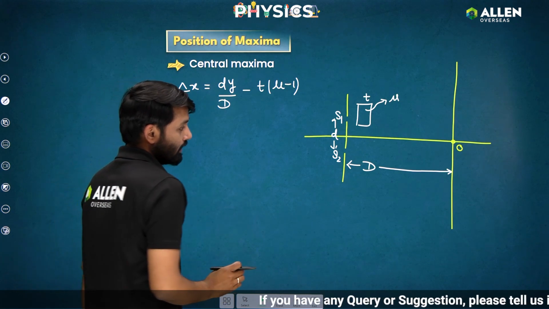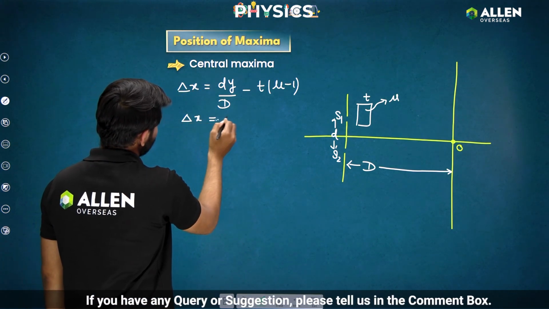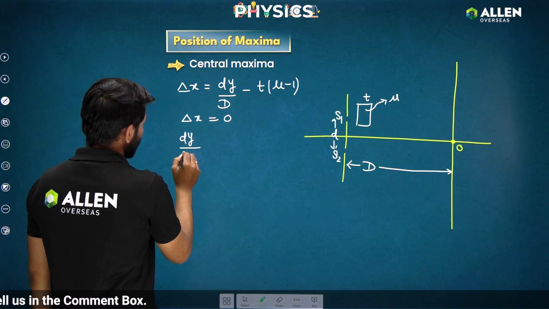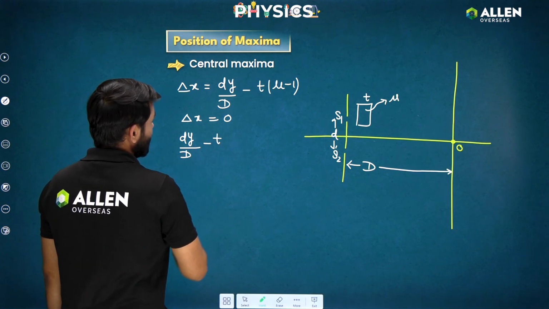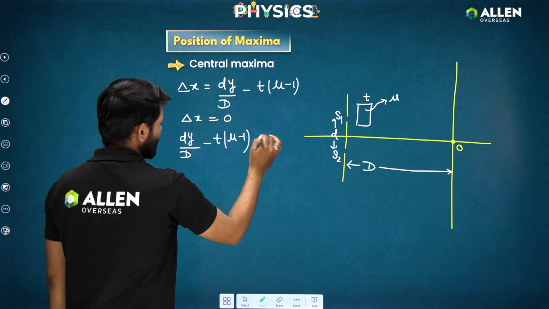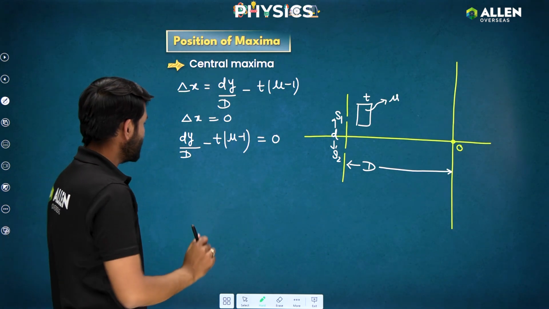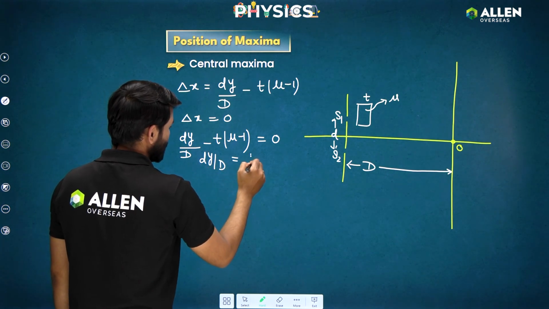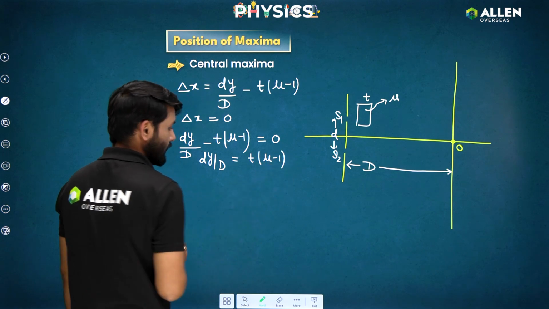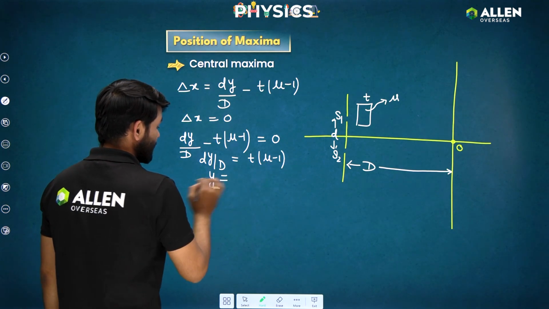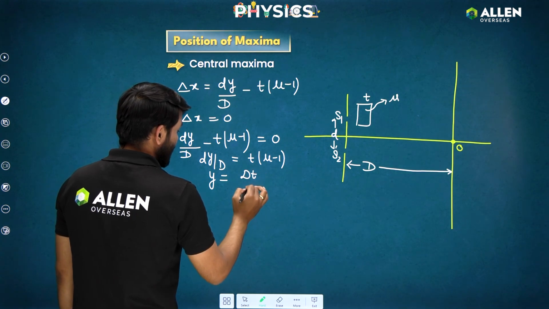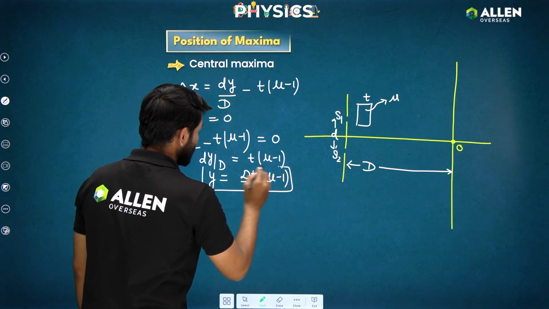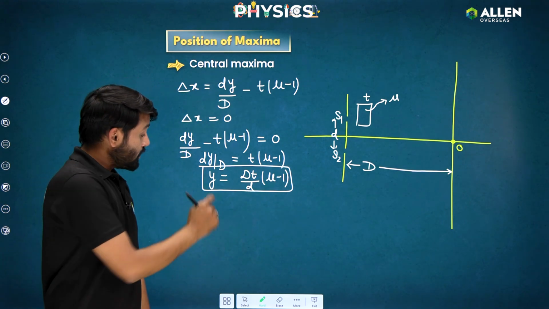For central maxima, delta x is 0. So you have to put delta x is equal to 0. So dy upon capital D minus t(mu minus 1) is equal to 0, right students? So if you calculate y, dy upon capital D is equal to t(mu minus 1). So your y is dt divided by small d (mu minus 1). You can see here, this is the position of central maxima.